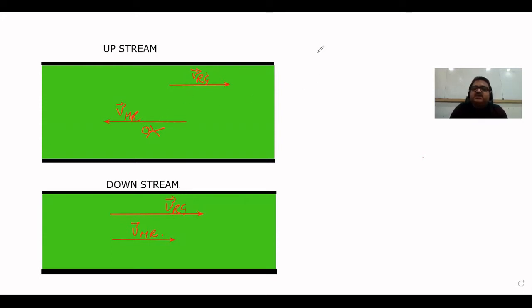So look at this. If I want to find out the actual velocity of the man, in upstream and downstream we have to do it like this. Say, for example, the velocity of the river with respect to the ground is given as x i cap, since it is moving towards the positive x axis. And the velocity of the man with respect to the river is given, say, as y, along the negative x-axis, minus y i cap. Clear? So I want to find out the velocity of the man with respect to the earth, correct?